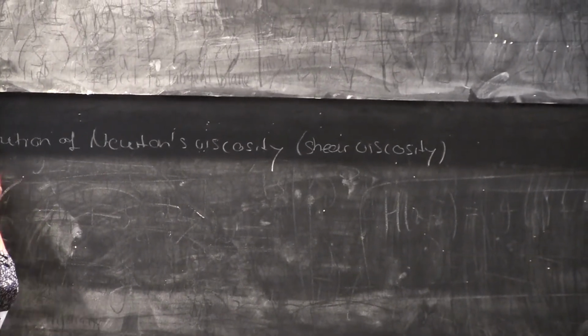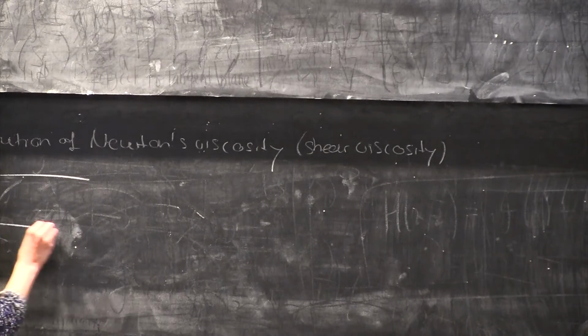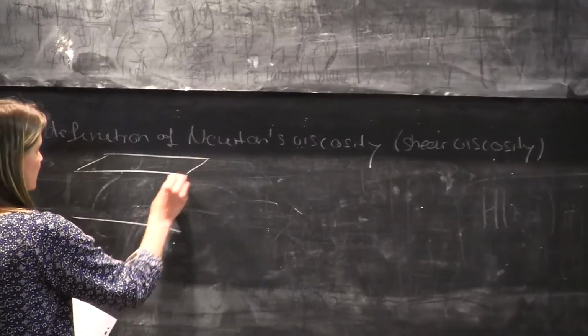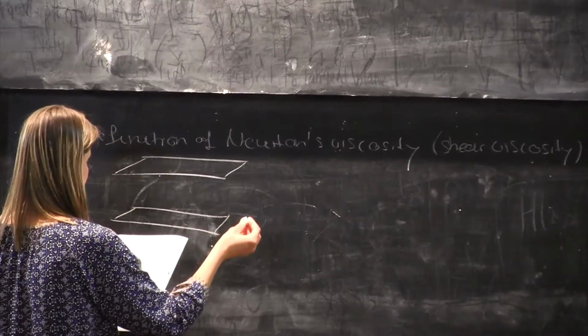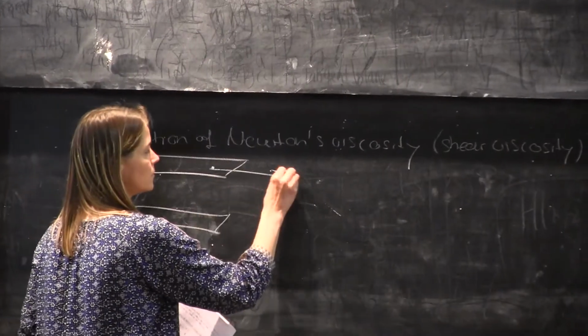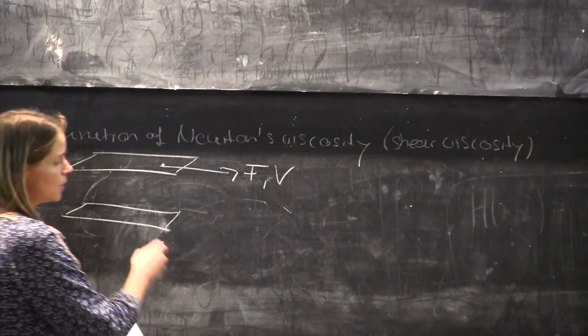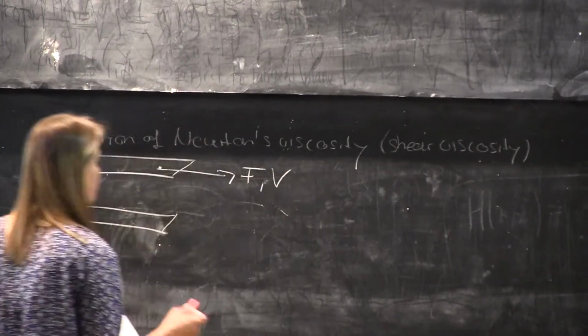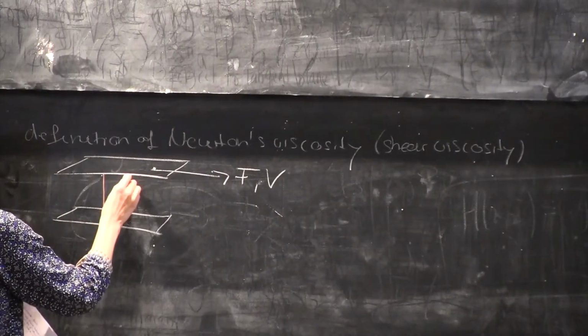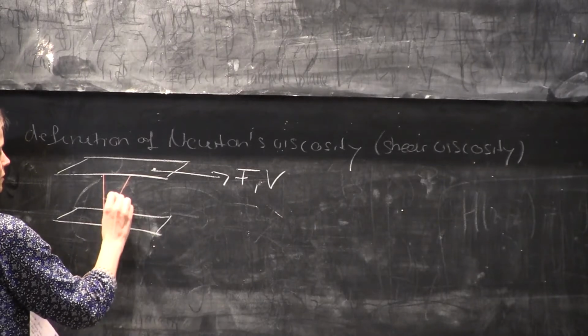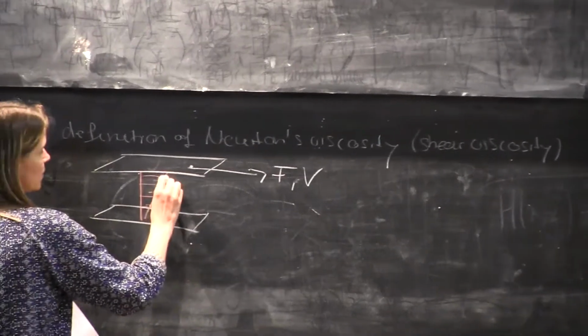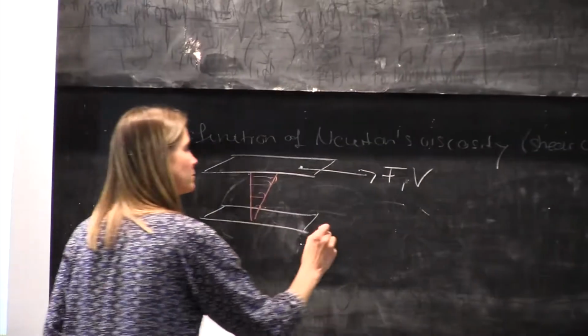So if I write this down for you, you have an upper plate and a lower plate. You apply a force to the plate, and it will slide at a certain velocity. If you do this, you will create a velocity profile, which is a velocity profile that we have seen already a lot of times, which is a simple shear.